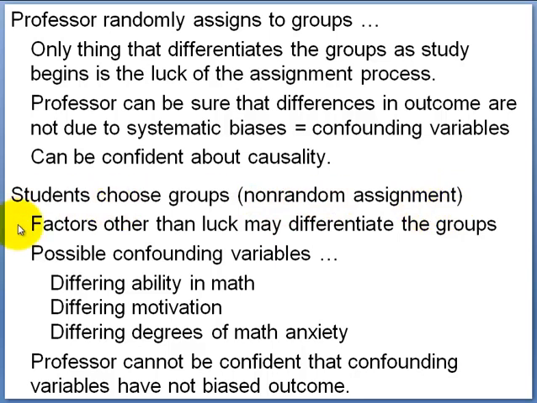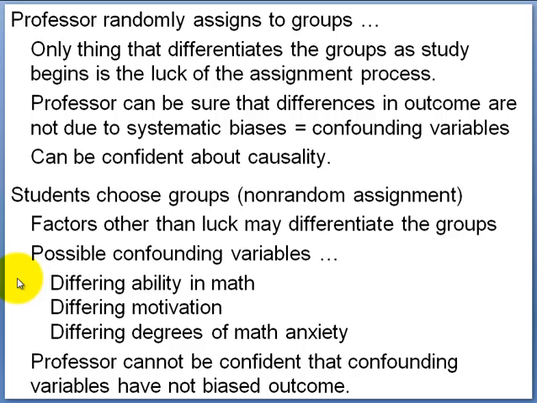So when you have non-random assignment, factors other than luck can differentiate the groups. Another way to say this is that when you have non-random assignment, there may be confounding variables involved. So now let's picture, again, the notion of the students choosing their own groups. And let's again say that those who do better are in the computerized teaching module.